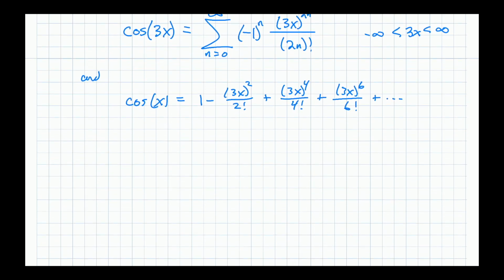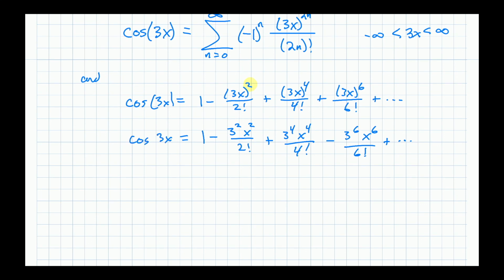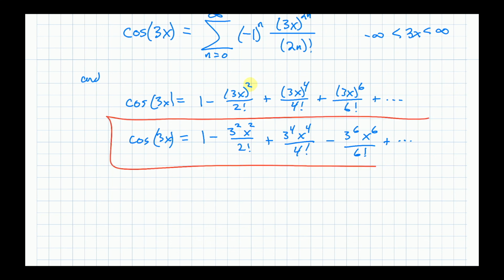And if you do this, a lot of the time it's going to be a good idea to split this power across the 3 and the x, make it look like this: 3 to the 2, x to the 2, over 2 factorial, 3 to the 4, x to the 4, over 4 factorial, 3 to the 6, x to the 6, over 6 factorial, and so on. Oops, I made a mistake, right? Sorry about that. That should have been 3x, cosine 3x. So if you need terms, like if they say find the first 4 terms of the series, you're going to want to do it like this.